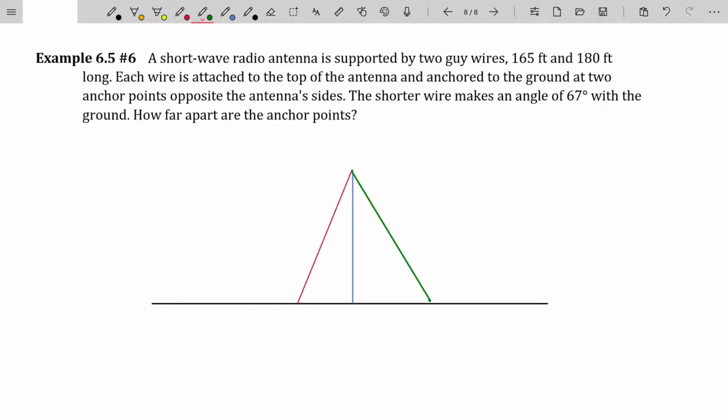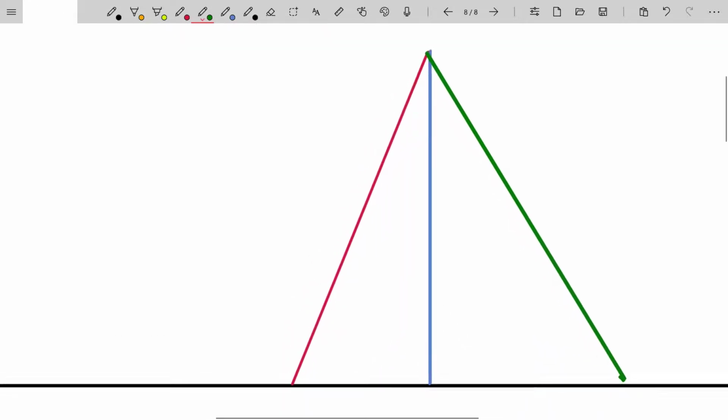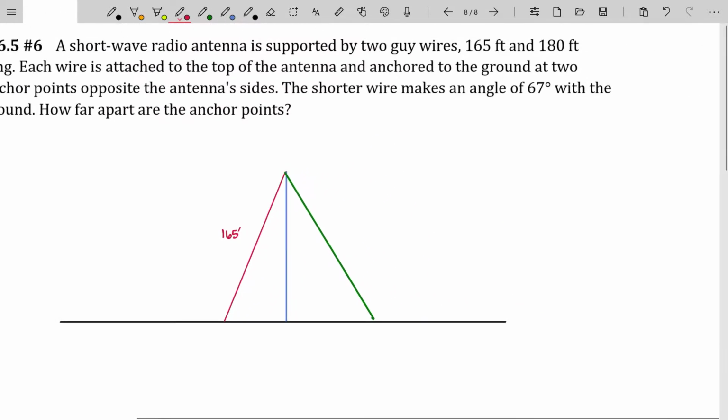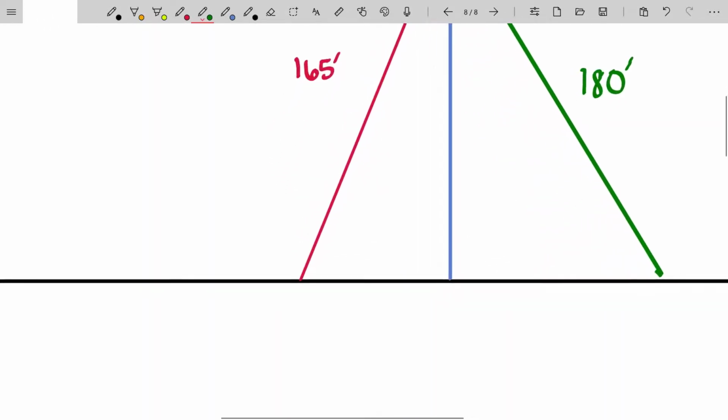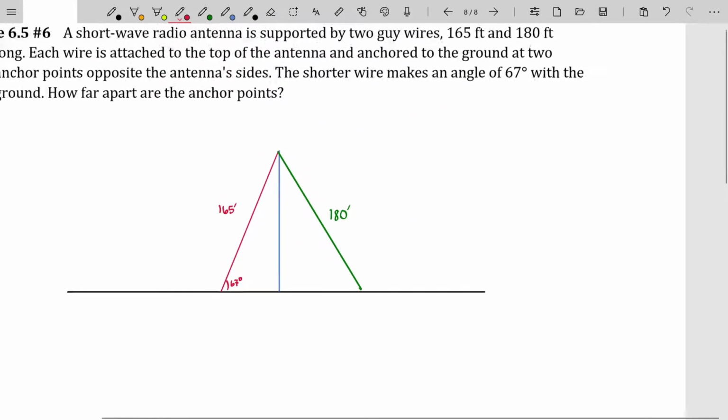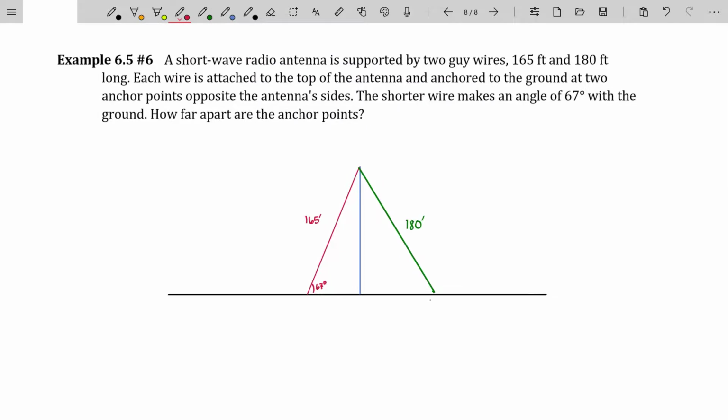This is a basic graph of the situation. We have the shorter wire, which I put in red here. That's 165 feet long. The longer wire, which I put in green, is 180 feet long. And let's see, what else? The shorter wire makes an angle of 67 degrees with the ground. So that red wire makes an angle of 67 degrees. And we're asked to find the distance between these two.